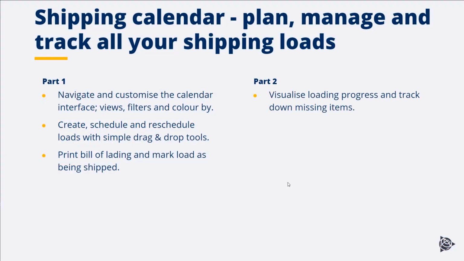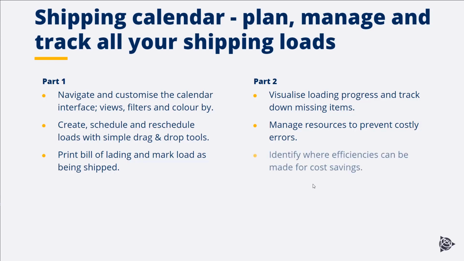In part 2, we'll look at how we can visualize the loading progress and track down any missing items from the load. We can manage our resources so we get a more transparent view on how our resources are being used to avoid any costly errors. And we can identify where efficiencies can be made for cost savings by combining deliveries to the same location.